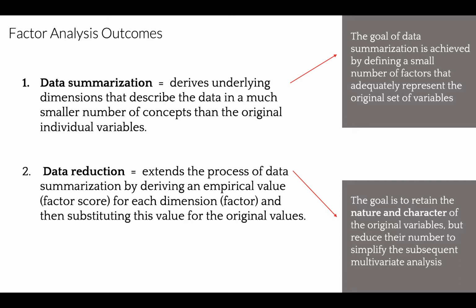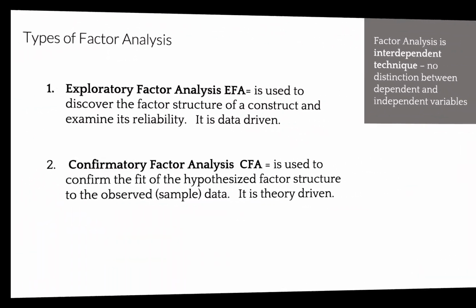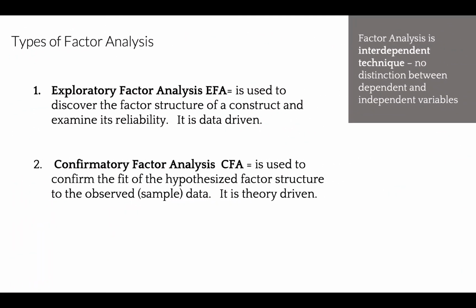The goal of data summarization is achieved by defining a small number of factors that represent the original set of variables. The goal of data reduction is to retain the nature and character of the original variables, reducing their number to simplify multivariate analysis. There are 2 types of factor analysis: exploratory factor analysis, which is used to discover the factor structure of a construct and examine its reliability, and it is data-driven. Confirmatory factor analysis is used to confirm the fit of the hypothesized factor structure.